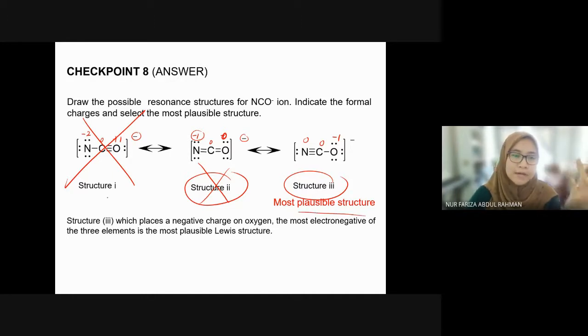Okay, you may label it as A, B, C, 1, 2, 3, or whatsoever. It doesn't matter, but please make sure that you highlight which one is the most plausible structure and then give the reason why. So structure 3, which places a negative charge on oxygen, the most electronegative of the 3 elements, is the most plausible Lewis structure. It's because oxygen bears the -1 charge, because oxygen is more electronegative.